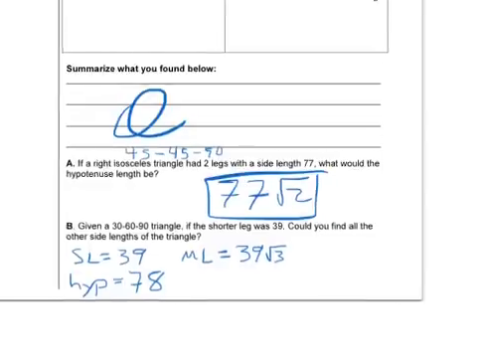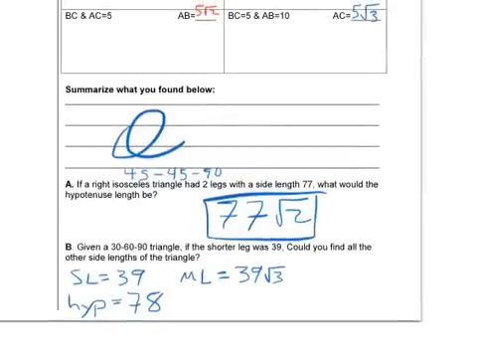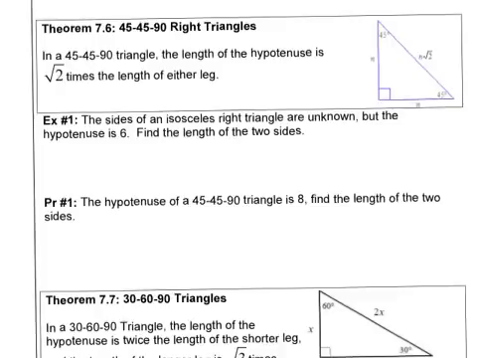Alright. Let's move on to the next page. What do you know? Theorem 7.6, 45, 45, 90 right triangles. In a 45, 45, 90 triangle, the length of the hypotenuse is rad 2 times the length of either leg. That's what we discovered on our own.